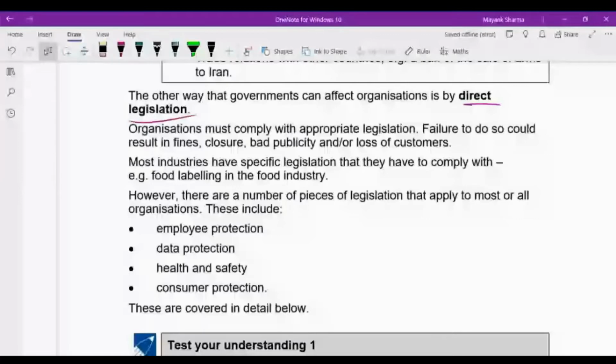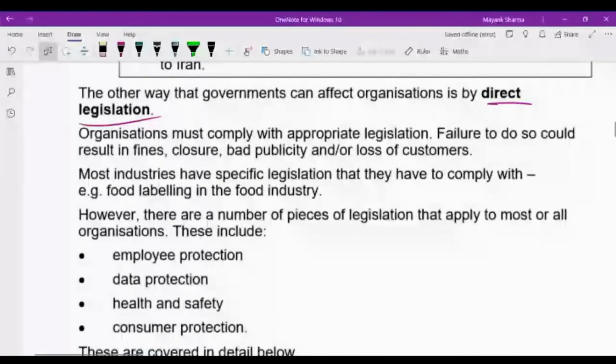So there can be direct legislations which impact an organization because these are specific to an organization. An organization must comply with appropriate legislation. If they do not, then there can be fines, there can be closure of business, there can be bad publicity or loss of customers. Yes, all kinds of repercussions can be there.